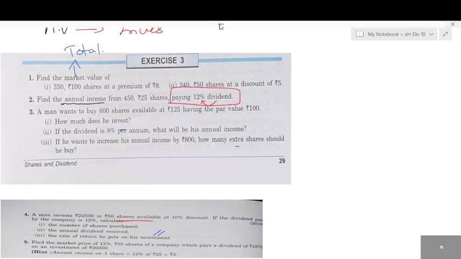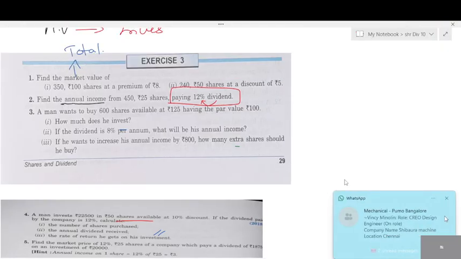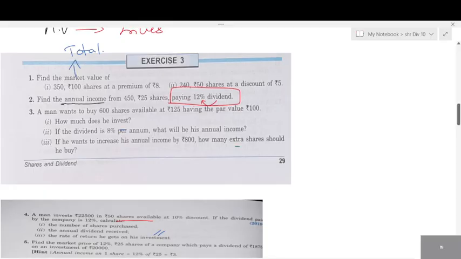Next one. Look at this question. Read this. A man wants to buy 600 shares available at 125, having par value 100. Tell me the nominal value and market value here. Be quick, students. What's the nominal value? What do you mean by par value?